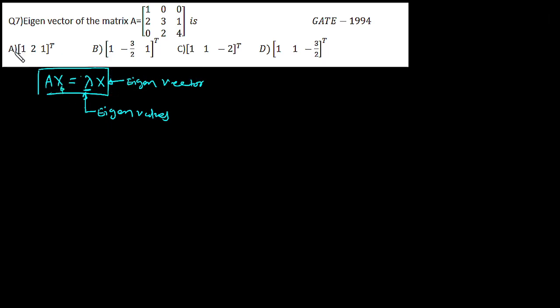So we are going through all the options one by one. Let's first start with option A. So here let's write matrix A.